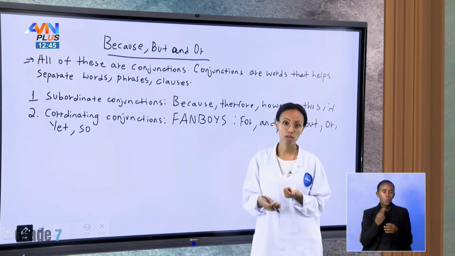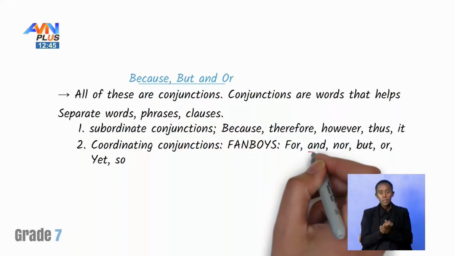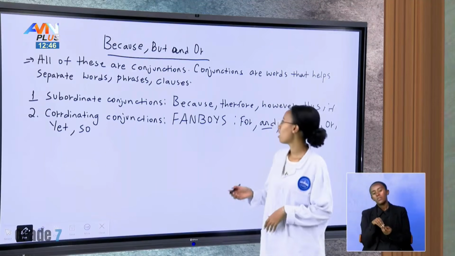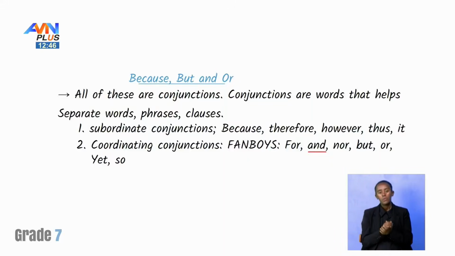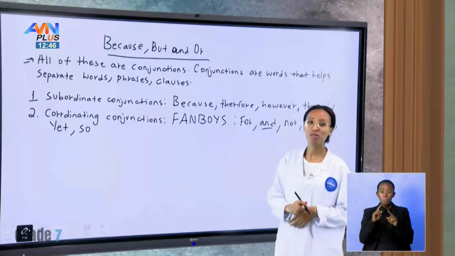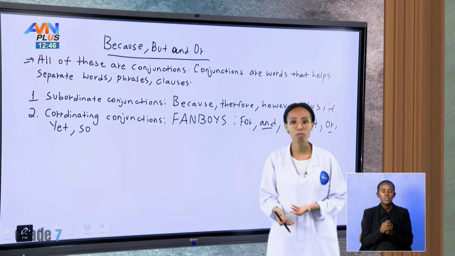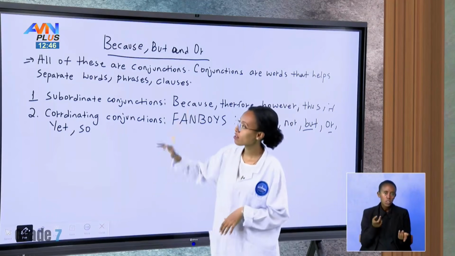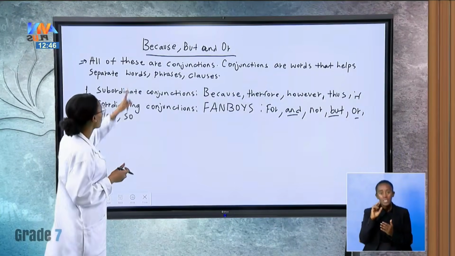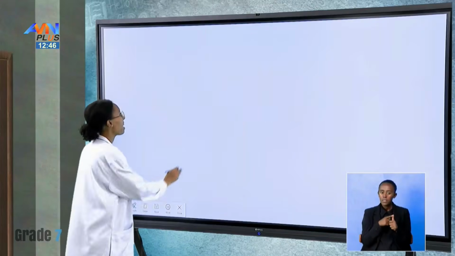We use them a lot because we need to. For example, the most common one that we use, and. We use it to show what? Addition, we use it to show a list, or we use it to talk about an alternative choice. And another one, but, we use it to talk about what? Contrast of ideas and also opposition. So these are subordinating and coordinating conjunctions. So let's see the first one, because.